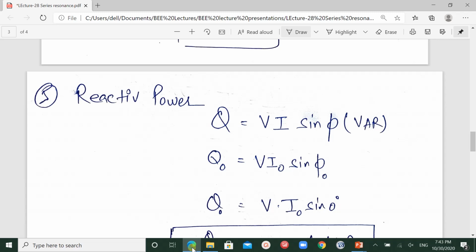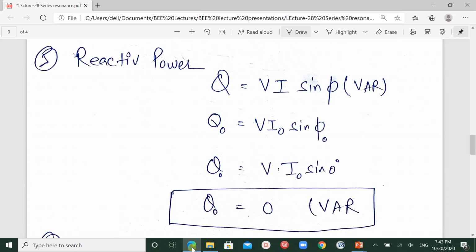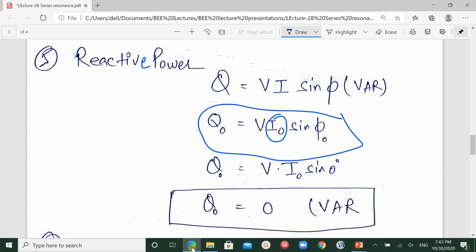Then reactive power, Q is equal to VI sin phi, and the units are VAR. Q naught is the reactive power at resonance. So Q naught is equal to V I naught sin phi naught. Sin 0 is 0, so phi naught is 0 and Q naught is equal to 0.